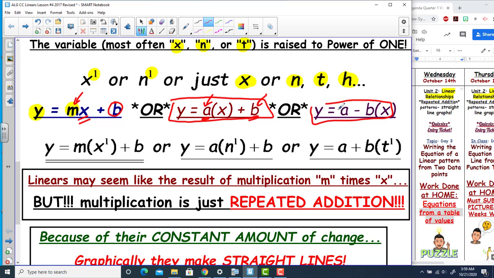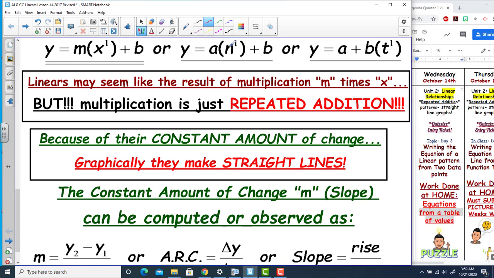It's also possible to represent that as a decreasing relationship by putting the numerical constant first and subtracting away the rate of change times the number of times it's changing. We're going to see that quite often, and as we get to it, I'm going to show you why I like that as well. Linears may seem like multiplication, but please don't get caught up in that detail, because you're supposed to know that multiplication is just repeated addition.